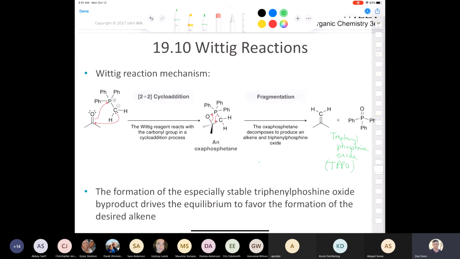Anyhow, what's the net result? Okay, what's happening here overall? If you look at it carefully, this CH2 is replacing that oxygen, is what you're doing. So that's it. The formation of the especially stable triphenylphosphine oxide, our TPPO byproduct, drives the equilibrium to favor the formation of the desired alkene.